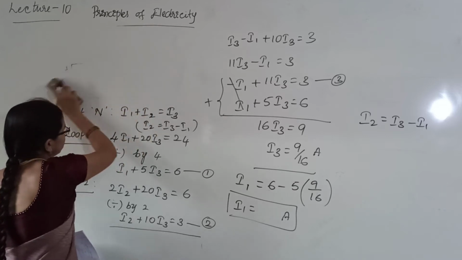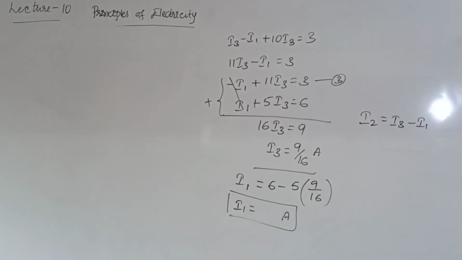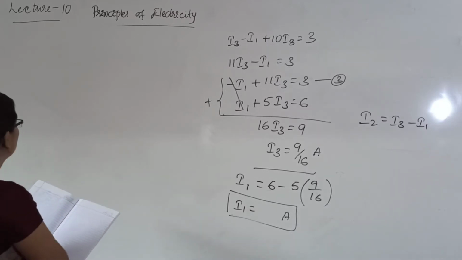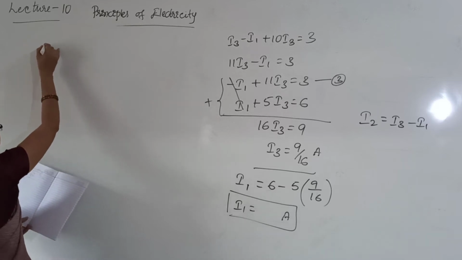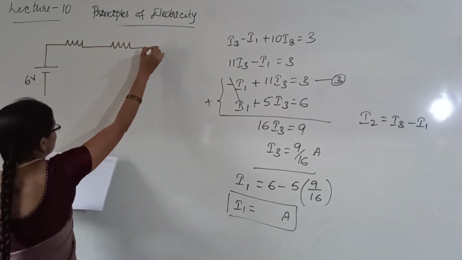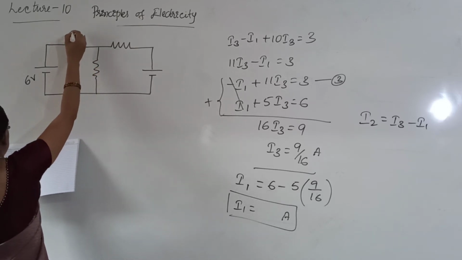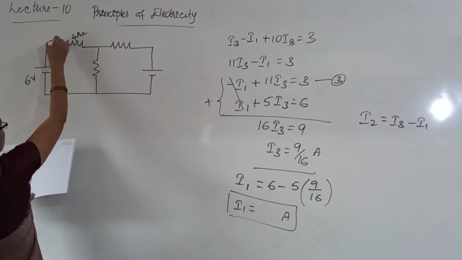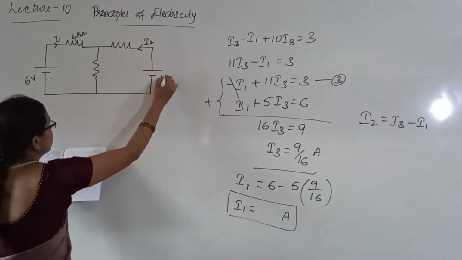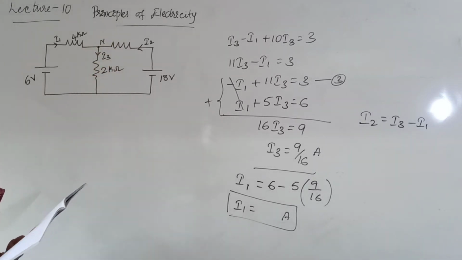And the next problem is: 6 volt, 4 kilo ohm, I1, I2 and I3, the node N, 2 kilo ohm. Calculate the branch currents.